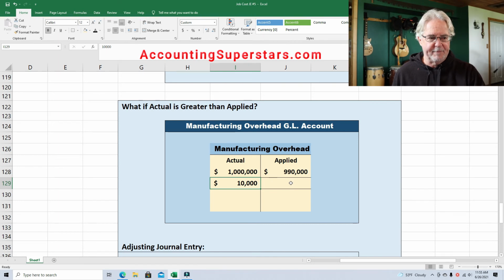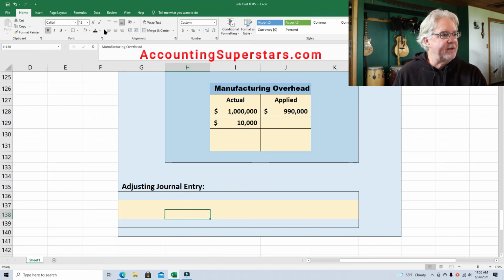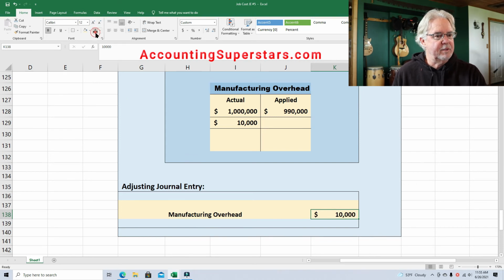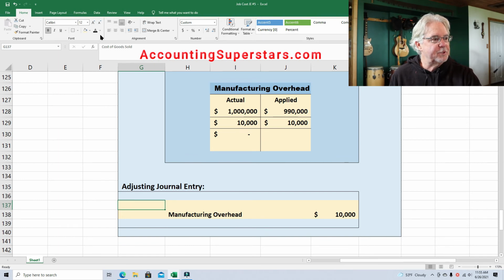So we need to close this thing out and make it 0. We need to credit manufacturing overhead to make it equal 0. So let's make a journal entry, and sure enough, let's credit manufacturing overhead. There we go. And that credit will end up here on the applied side. And now everything's equal to 0. Well, we have half a journal entry here, so what are we going to debit? We'll offset it against cost of goods sold. We'll increase the cost of goods sold by $10,000.